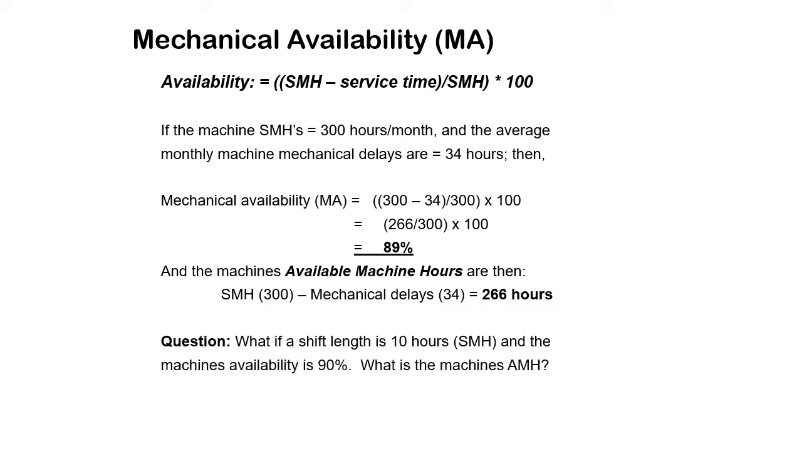To test yourself, what if the shift length is 10 hours and the mechanical availability is 90%? What are the machine's available machine hours? Any guesses?